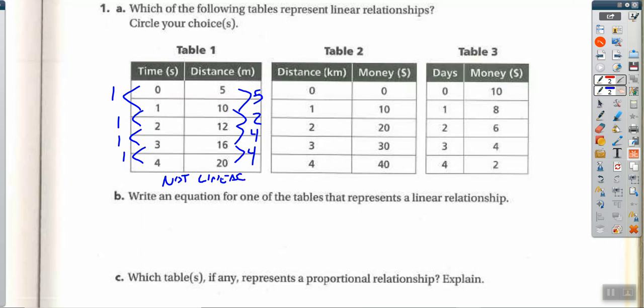All right. So again, we have a change of 1 in the independent variable. Here we have a change of 10. So this is linear.